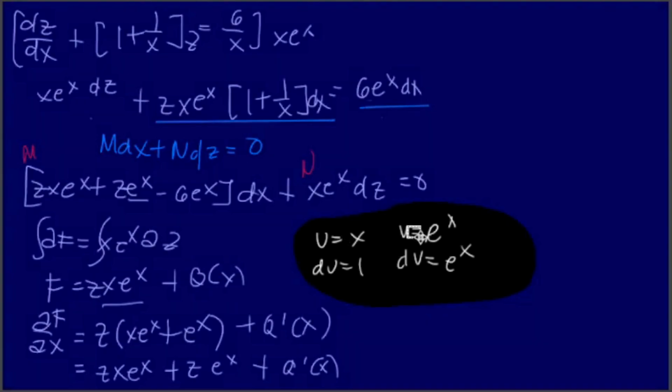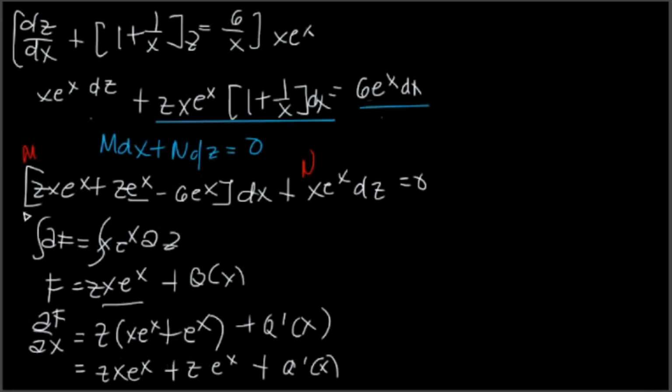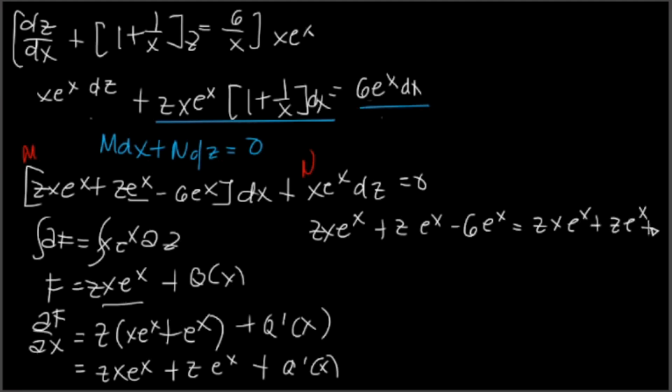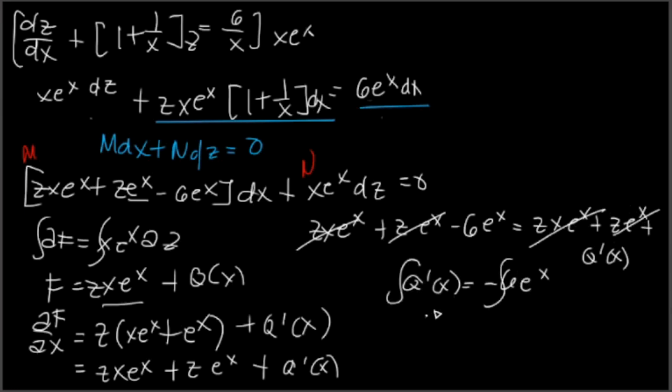So nahanap na natin yung df over dx. So alam natin na this is equal to df over dx by the formula. So copy natin, equate natin siya dito sa na-solve nating df over dx. So that would be zx e raised to x plus z e raised to x minus 6 e raised to x is equal to z x e raised to x plus z e raised to x plus q prime of x. So cancel na to. Then ito rin. So q prime of x natin is negative 6 e raised to x. Integrate natin both sides. Q of x is negative 6 e raised to x.